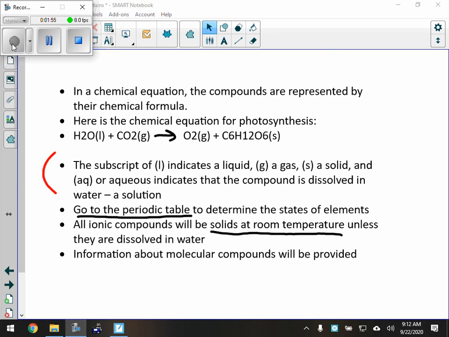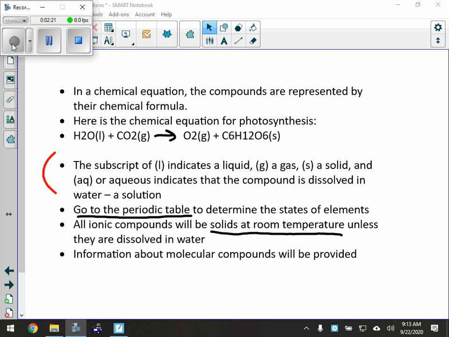So again, the subscript L indicates it's a liquid, so we would use that for water, for example. Water is a liquid. Ethanol is a liquid. G is a gas, S is a solid, and aq means it's in an aqueous solution, which means it's in a water solution. For example, the other day in the lab, you took some ionic compounds and put them into water. We would call that an aqueous solution.